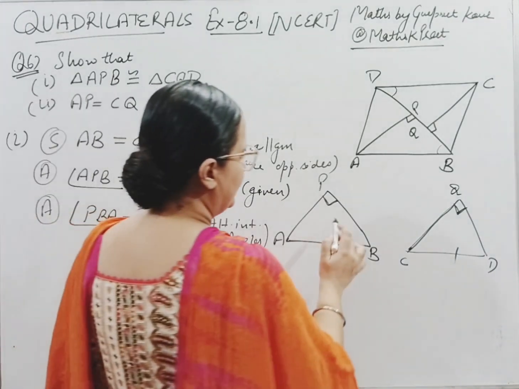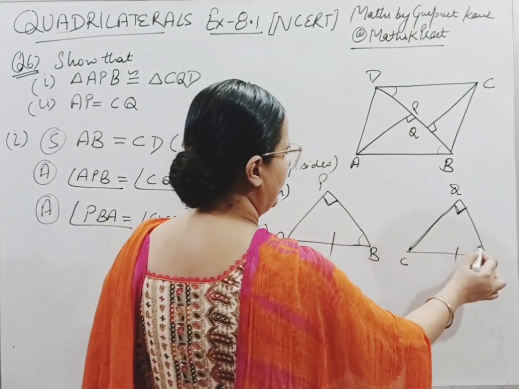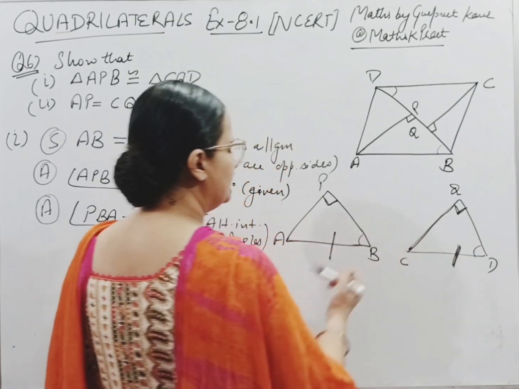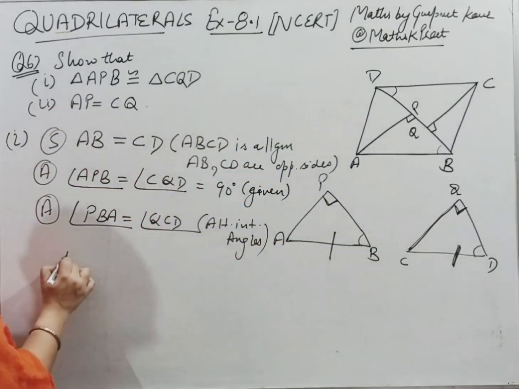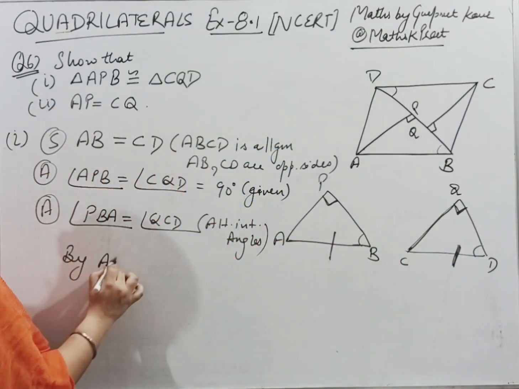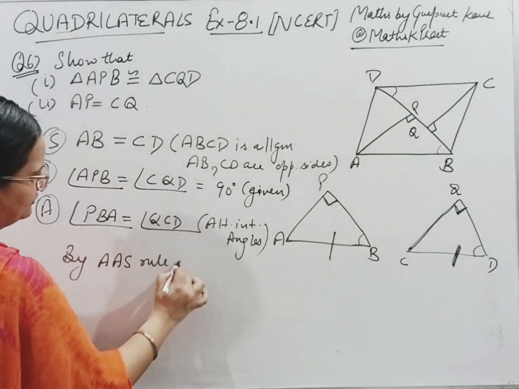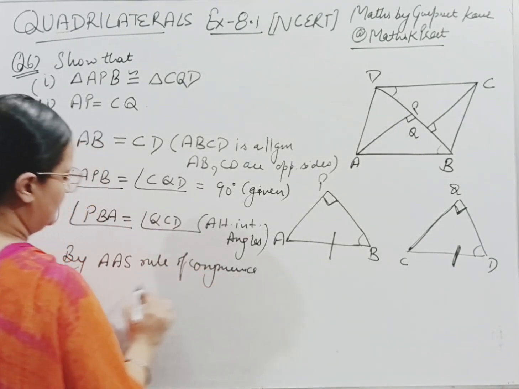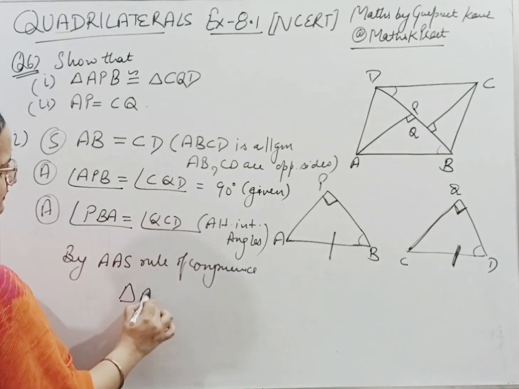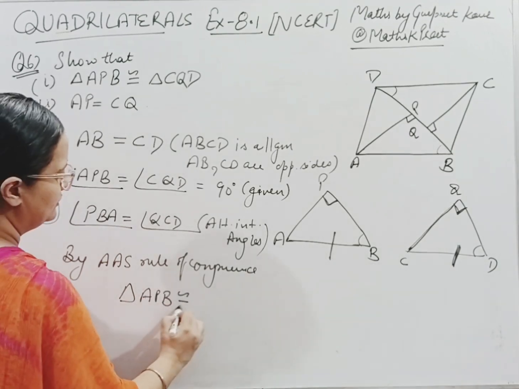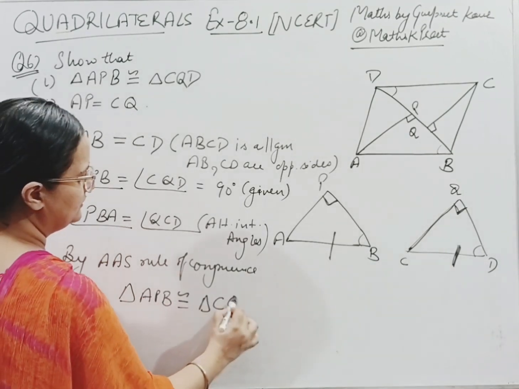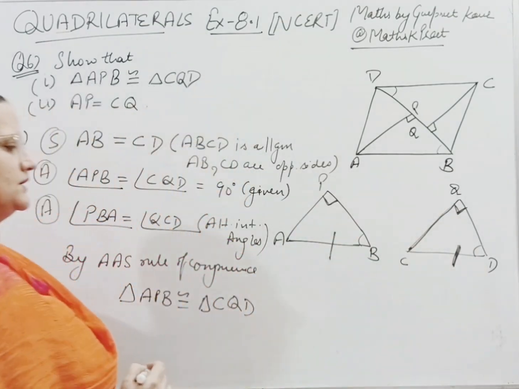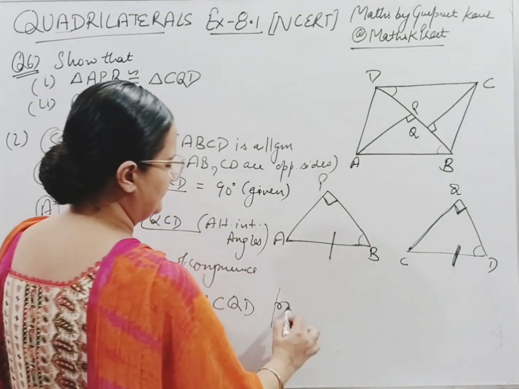So I have proved that these two angles are equal, these two angles are equal, and this side which is not included, the side is not included, two angles and a side. So by the angle angle side rule of congruence, I have proved that triangle APB is congruent to triangle CQD. So the first part is proved here.